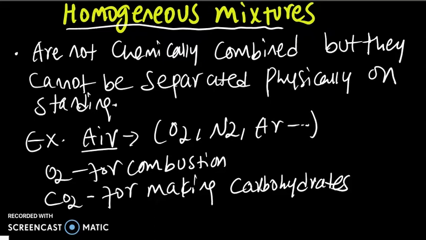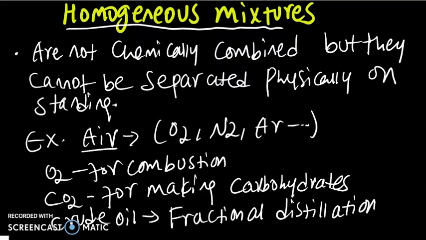Although they cannot be separated on standing, homogeneous mixtures can be separated by physical methods. This method can be sophisticated. For example, crude oil is another example of a homogeneous mixture, and it can only be separated by fractional distillation. This works because the different compounds in crude oil have different boiling points, so we use the boiling point property in order to separate them.